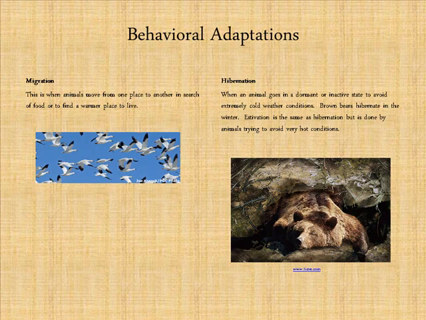Migration and hibernation are two special types of behavioral adaptations. Migration is when animals move from one place to another in search of food or to find a warmer place to live. Hibernation is when an animal goes into a dormant or inactive state to avoid extremely cold weather conditions. Brown bears are known for hibernating in the winter. Estivation is the same as hibernation, but it is done by animals trying to avoid very hot conditions.